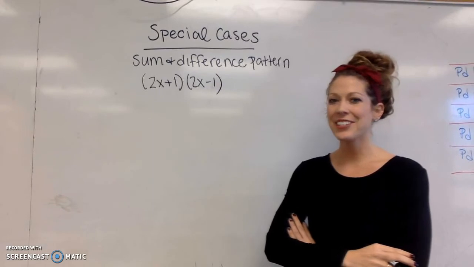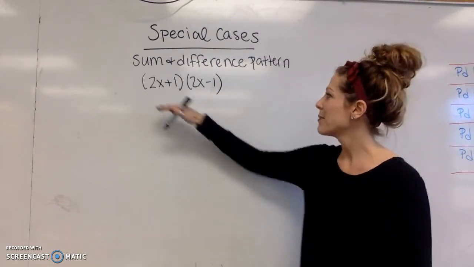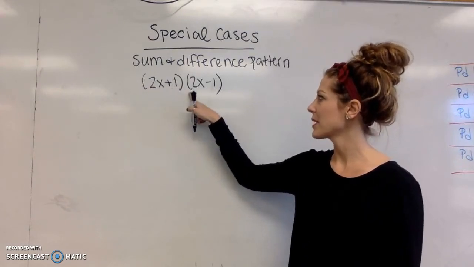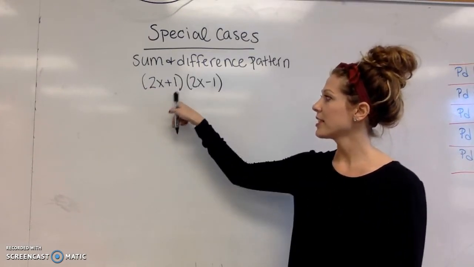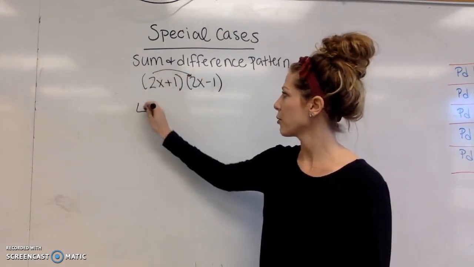All right, we're going to solve one more, maybe two more examples where we have a sum and a difference. But other than that, they look exactly the same. So when we multiply the first terms, we get 4x squared.